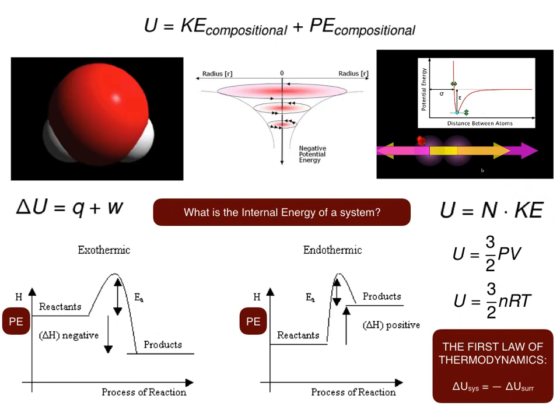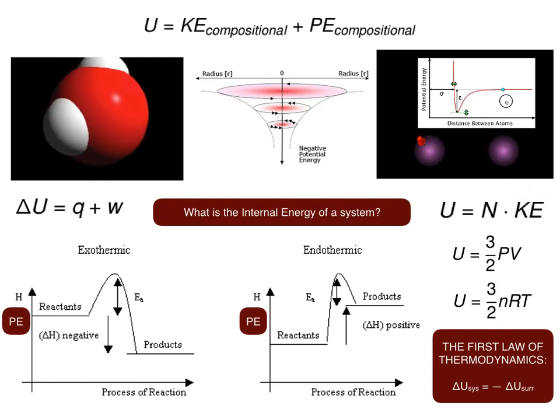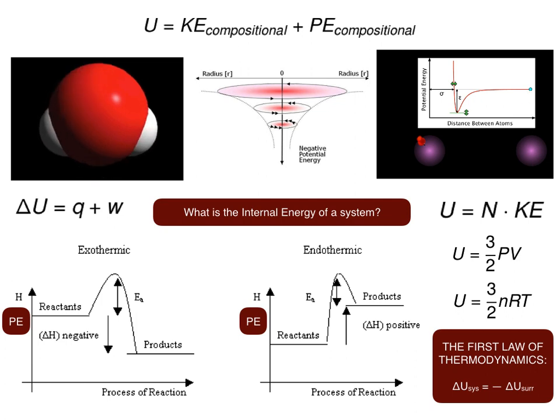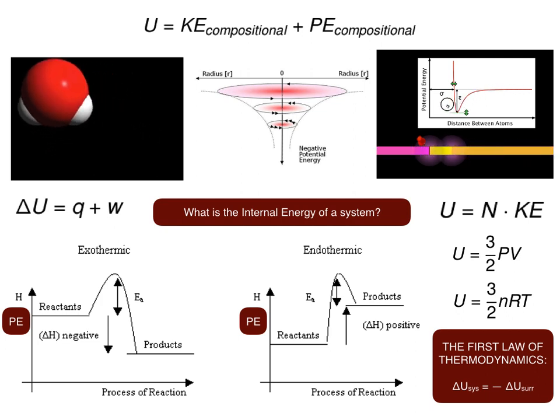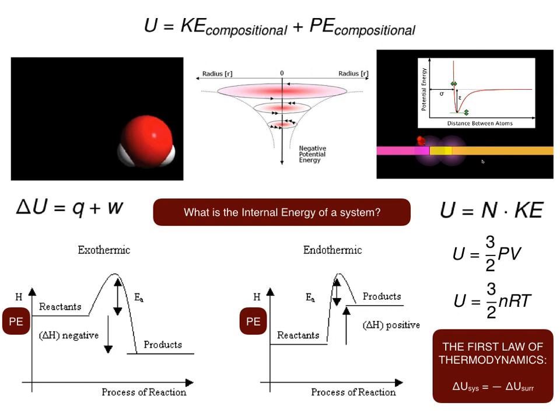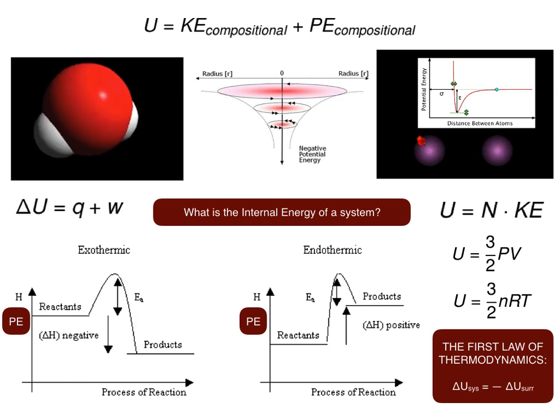Welcome to AP Chemistry. Recall that the internal energy of our chemical system represents the total kinetic energy within that system, and that any change that occurs in the internal energy of the system will be conserved as energy either moving into or out of that system.